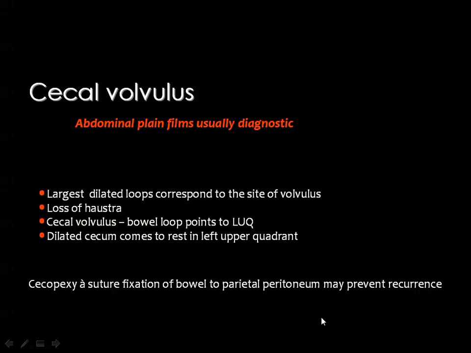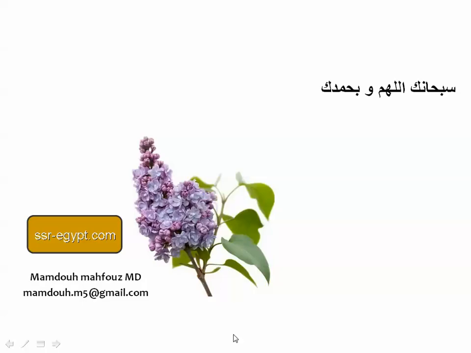Then, as I have said, the abdominal plain films are usually diagnostic. The largest dilated loop corresponds to the site of the volvulus. If it is the cecum, this is the cecum. If it is the sigmoid, this is the sigmoid. In the cecal volvulus, the bowel loops may point to the left upper quadrant. Whatever this pointing, you can easily appreciate the site of dilatation.